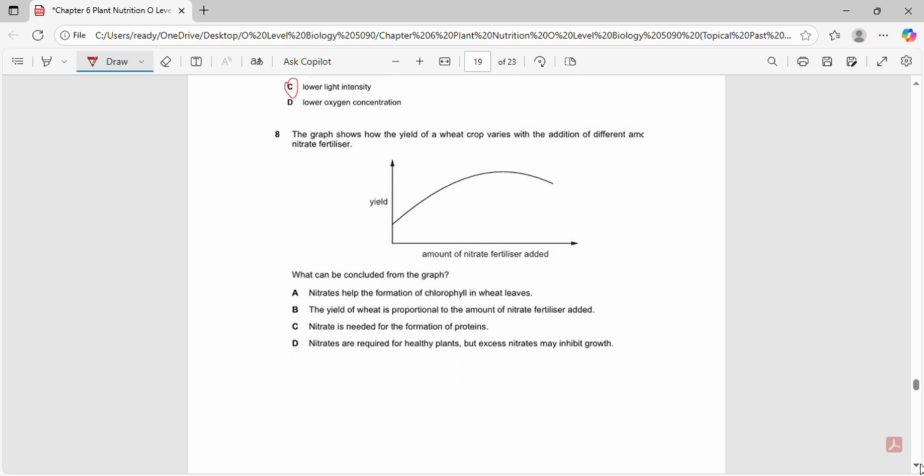Then the question gives a graph showing how the yield of a wheat crop changes with different amounts of nitrate fertilizer added. Graph shows yield on the y-axis and amount of nitrate fertilizer on the x-axis. It asks, what can be concluded from the graph? The correct answer is option D, as, at first, increasing the amount of nitrate fertilizer leads to a higher yield because nitrates help with protein production and plant growth. But after a certain point, the graph flattens, showing that adding more nitrate no longer results in much increase in yield. This means another factor has become limiting.